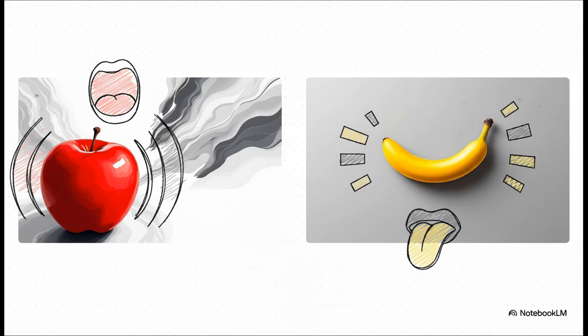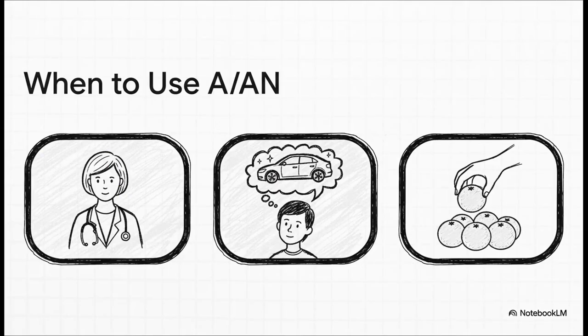An apple. Hear that open ah sound? That's a vowel sound. Now, a banana. Hear the b sound your lips make? That's a consonant sound. Once you start listening for the sound instead of just looking at the letter, this gets so much easier. So, when do you actually use them?